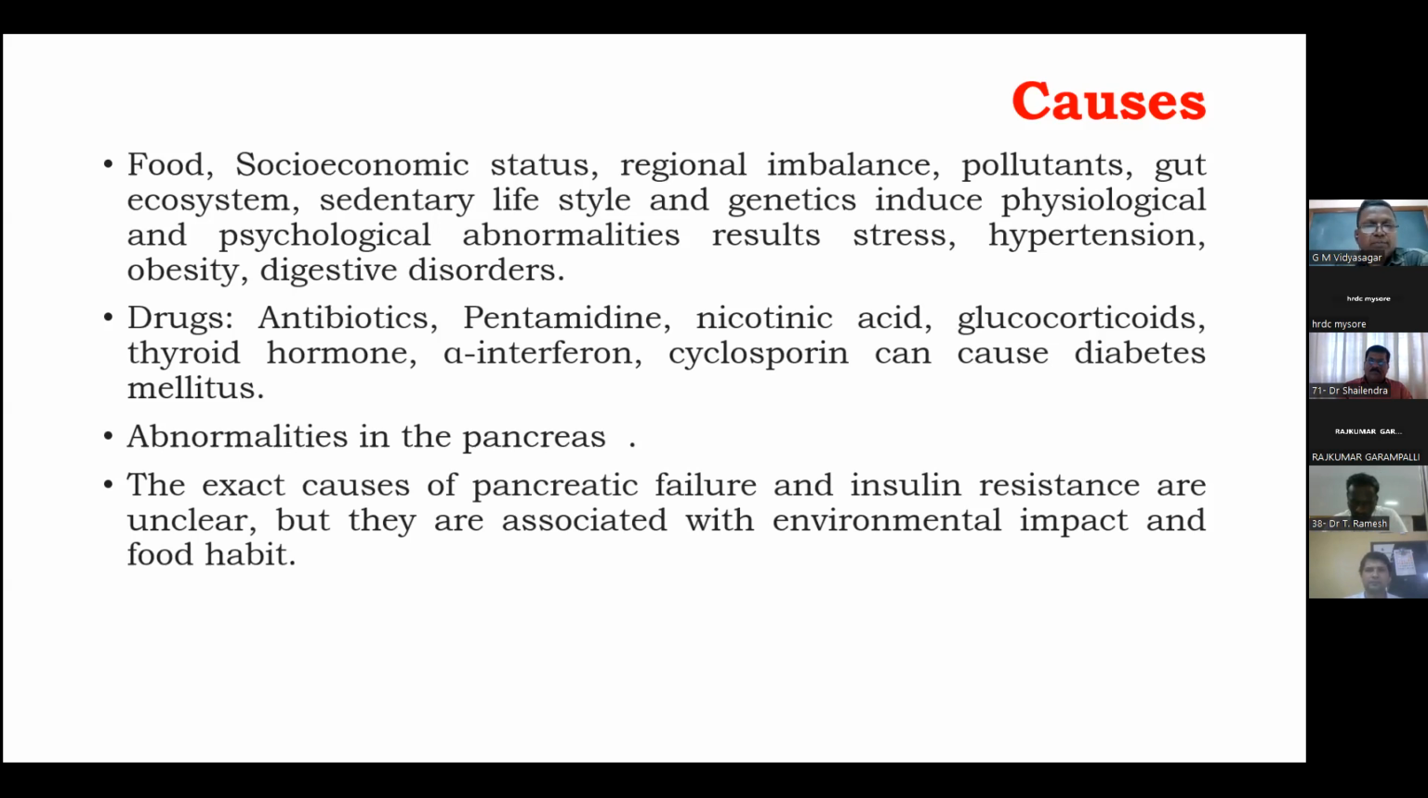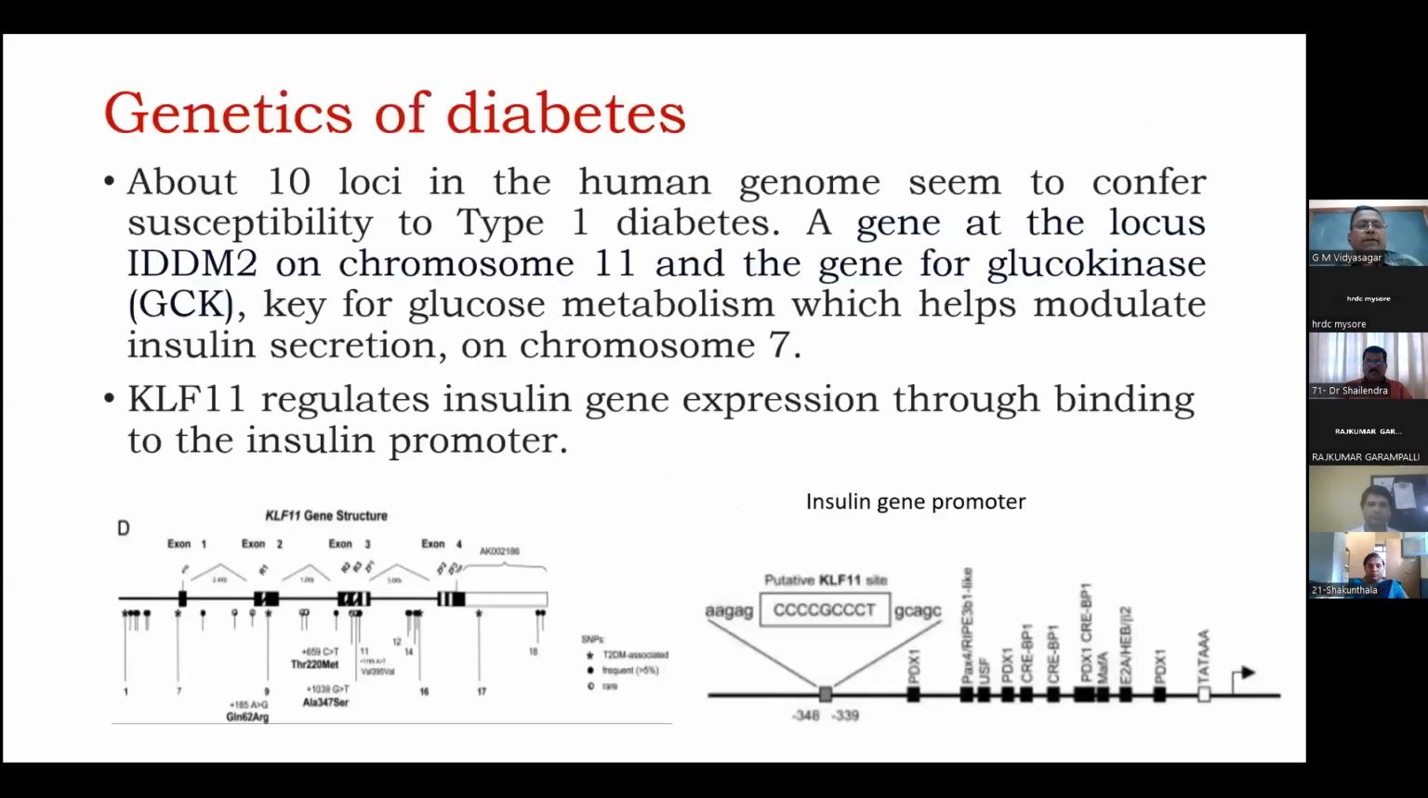Then abnormalities in the pancreas, again, due to so many infections or so many abnormalities in the psychological or physiological conditions. In spite of all this, we are still not in a position to say that these are the exact cause of the pancreatic failure or the insulin resistance. It's unclear. So genetic disorders, about 10 loci in the human genome have been identified in diabetic 1 case.